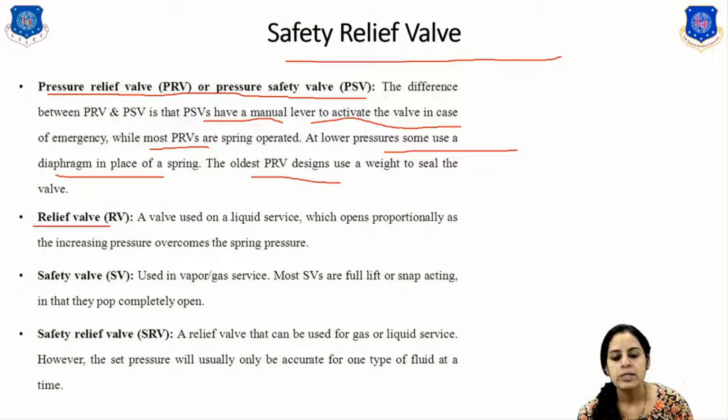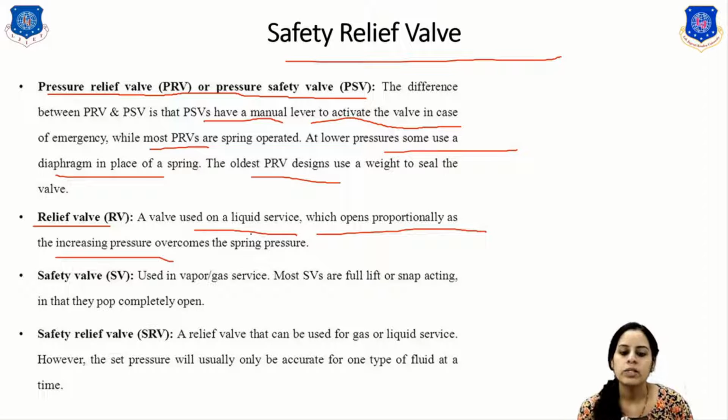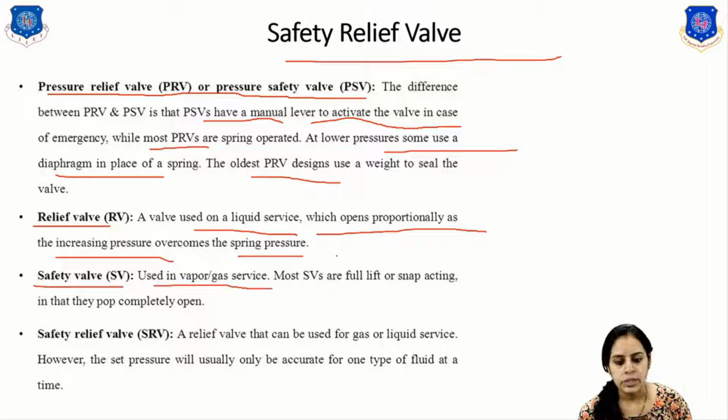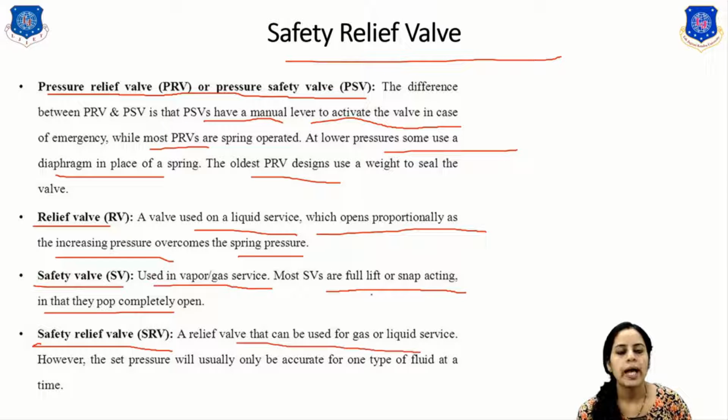Then the relief valve is a valve used on liquid services which opens proportionally as the increasing pressure overcomes the spring pressure. Then the safety valve is used in vapor gas services, and most safety valves are full lift or snap acting, in that they pop completely open. Then a safety relief valve can be used for gas or liquid services. However, the set pressure will usually only be accurate for one type of liquid at a time. So this is all about the safety relief valve.